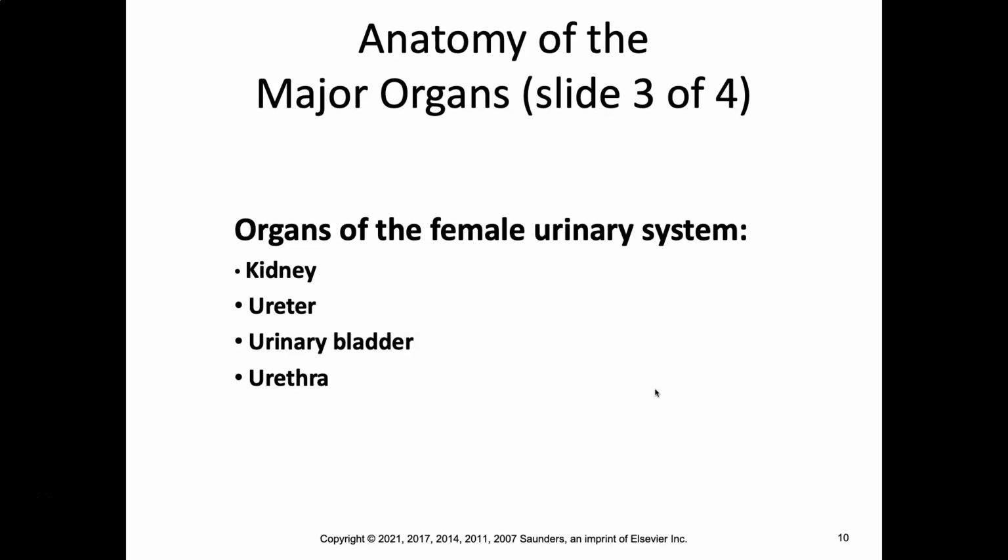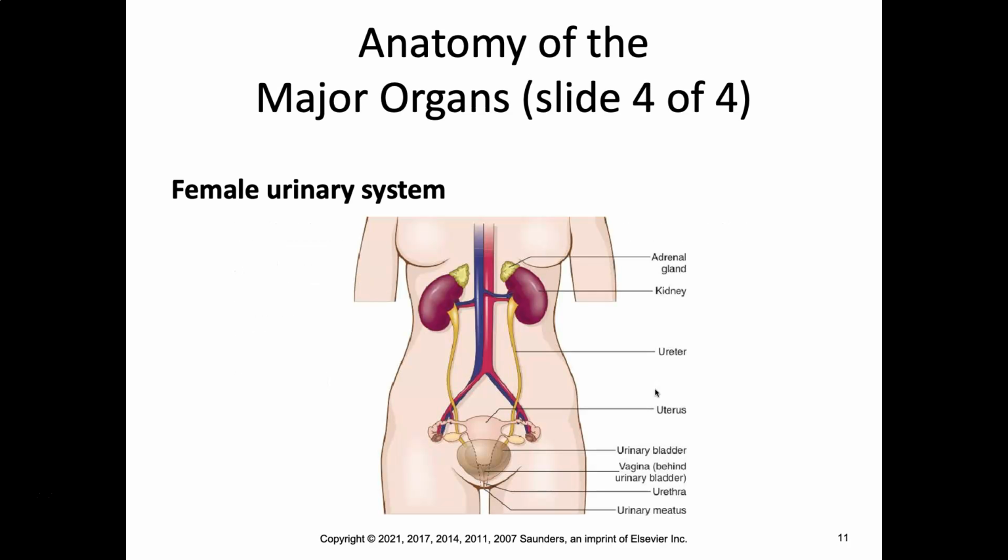What are the organs of the female urinary system? Kidney, ureter, urinary bladder, urethra. You'll notice they're the same. And here's a visual of that as well. The difference is between where you have the prostate versus the uterus and the vagina and those types of things. But you can see that the kidneys still sit where they sit. They still have adrenal glands on top of them. They still have ureters connecting the kidneys to the urinary bladder, and then a urethra leading from the bladder out.